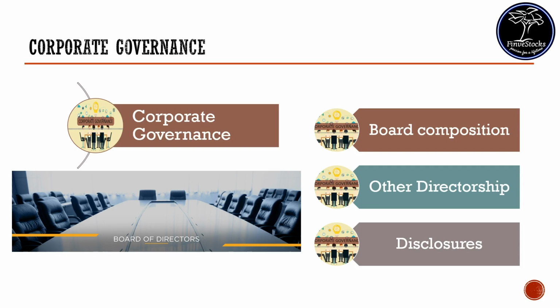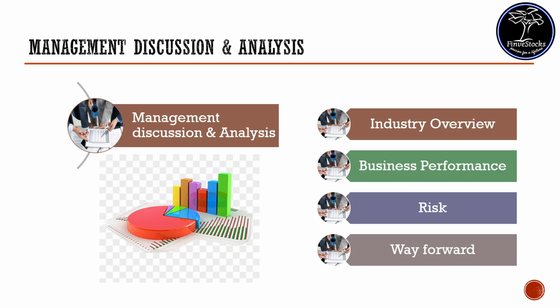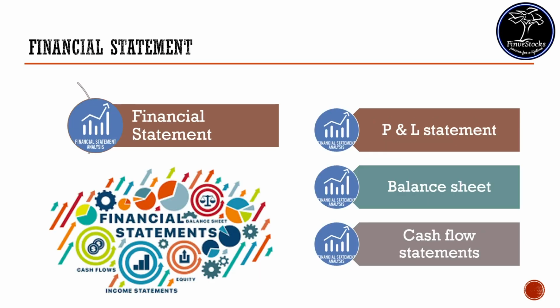Next one is the management discussion and analysis, wherein it will talk about the industry overview and also about business performance, how the company performed in the last 1 year, and also we'll talk about the risk involved and way forward. And the last one is the financial statement, wherein we will be going in detail about all three statements.